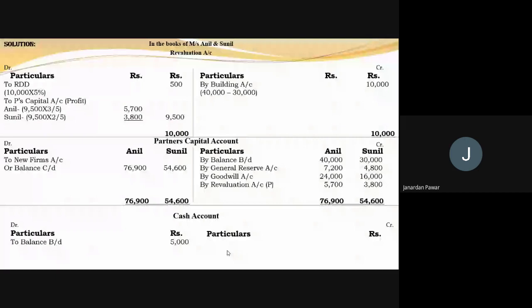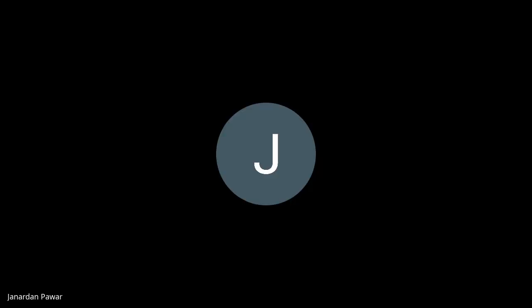The balance of cash account of Anil and Sunil is rupees 5,000, and there is one payment from cash for outstanding rent, rupees 3,000. So there is one adjustment related to outstanding rent, which is paid by the old firm only. We have to show the outstanding rent here at the credit side of the cash account, by outstanding rent rupees 3,000, which is paid by the old firm only.